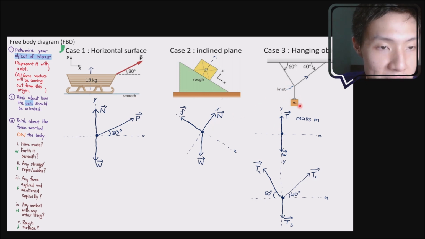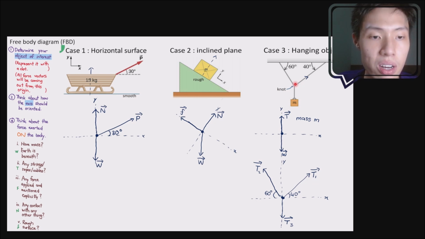Okay, so the mass will be exerting a force on the knot. This force here is relayed by this rope over here. The mass is pulling the knot through this rope. So this tension T3 here is exerted by the mass on the knot. Okay, but at the same time, because A is exerting a force on B, B will also exert a force on A. So at the same time, the knot is also pulling on the mass, just that it is pulling through this tension over here.